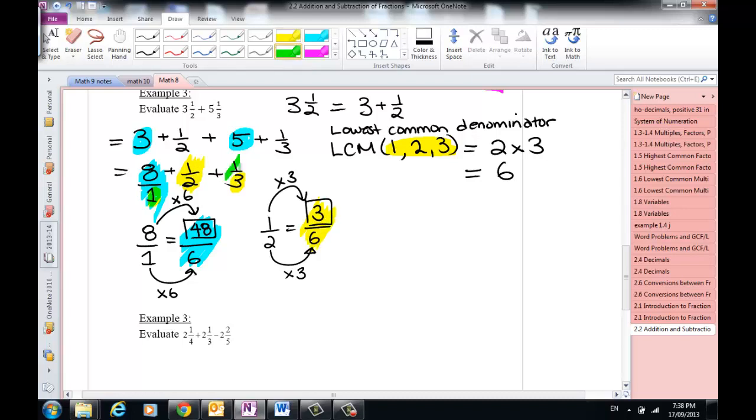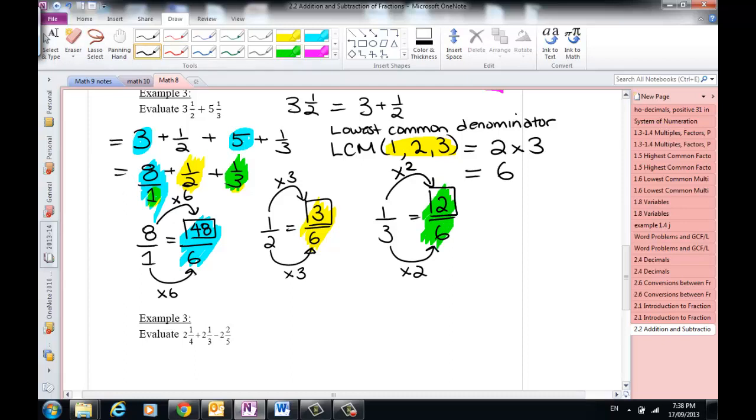And my last fraction is 1/3. So how do I take 1/3 and write it over a denominator of 6? Well, I would have to multiply 3 by 2 to get 6, and whatever I do to the bottom, I also must do to the top, and 1 times 2 is 2. So I've now rewritten 1/3 as 2/6.